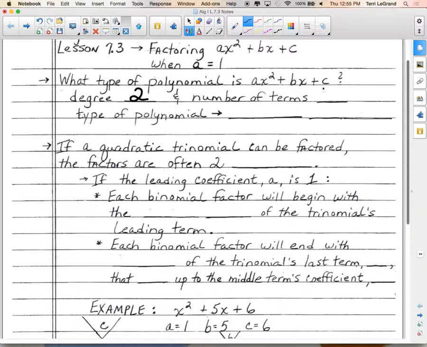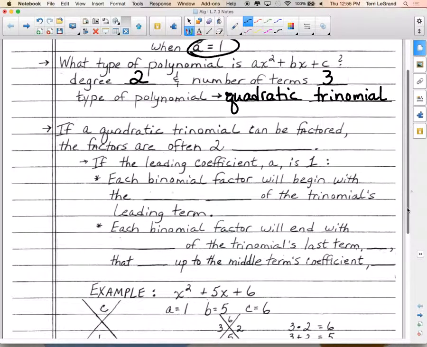3 terms. So when we have a 3-term, second degree, a quadratic trinomial, where a is equal to 1, and I want you to circle this in your notes because Monday a is not going to equal 1, and we're going to have to do a little bit more than we have to do today. Today's the easy day. When a is equal to 1 and we have a quadratic trinomial, what is the a value? What does that mean?